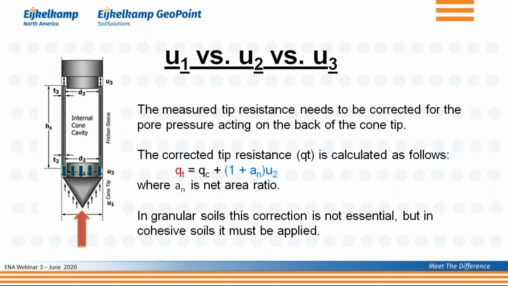One thing that's important to remember is that if you have a cone that normally has a filter ring in the U2 position, and for whatever reason your client wants to use it at the U1 position, all you have to do is change the cone tip and the filter ring, and you're in business. Measuring the pore pressure at the U3 position requires a different cone. You cannot just easily change something, but U1 and U2 are easily changeable. But again, I would recommend that you use the U2 position unless you have a very good reason to do something else.